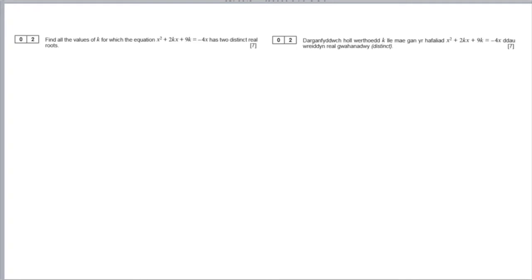In this question, we are asked to find all the values of k for which a given quadratic equation has two real distinct roots. We should firstly remind ourselves of the basic shape of all quadratic graphs.